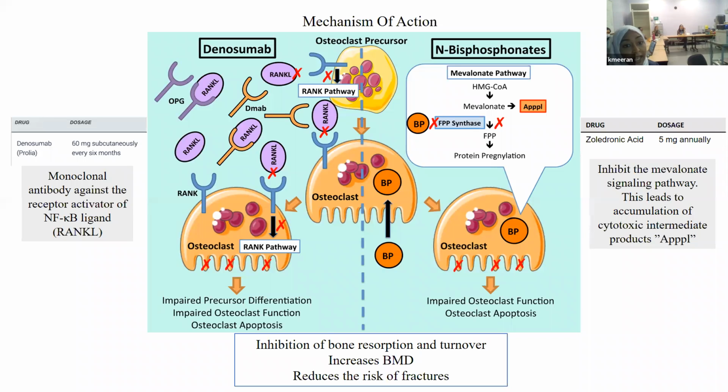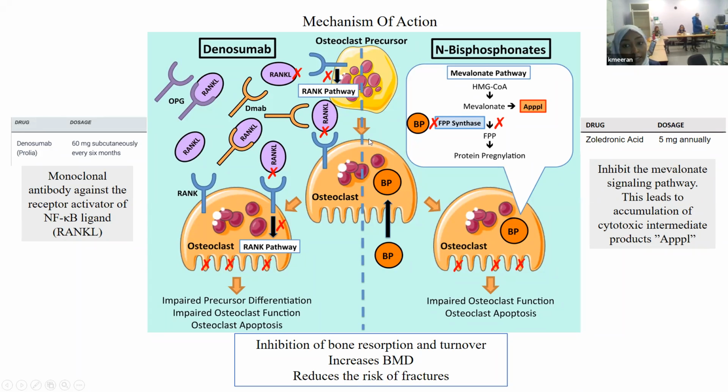They have two different mechanisms of action, denosumab being a monoclonal antibody against the RANK-L receptor activator, which is a pathway found in the osteoclastic precursors, the cells responsible for bone resorption, and found in the mature form of the osteoclast. When this pathway is deactivated, this prevents the precursors' differentiation to the mature forms, and it impairs the function, ending up with osteoclastic apoptosis and inhibition of bone resorption.